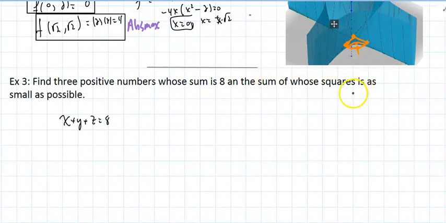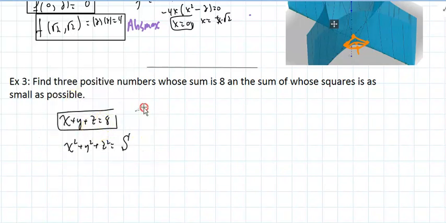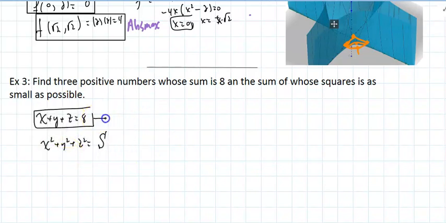And whose squares are as small as possible. And the sum of whose squares, x squared plus y squared plus z squared, is the sum. I want that to be as small as possible. So what I'm really looking at, z equals 8 minus x minus y.